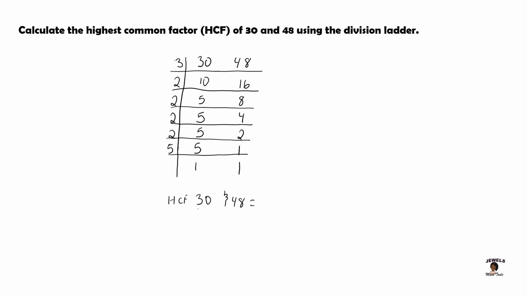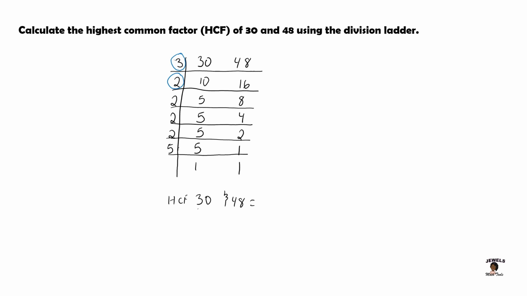That means that one number would have divided into both of these numbers at the exact same time. So I'm going to go through my division ladder and check all of my prime factors. So let's start with 3. In our division ladder, 3 divided into both 30 and 48. So I will circle this 3. In my second line, 2 divided into both 10 and 16. So I will circle this 2.